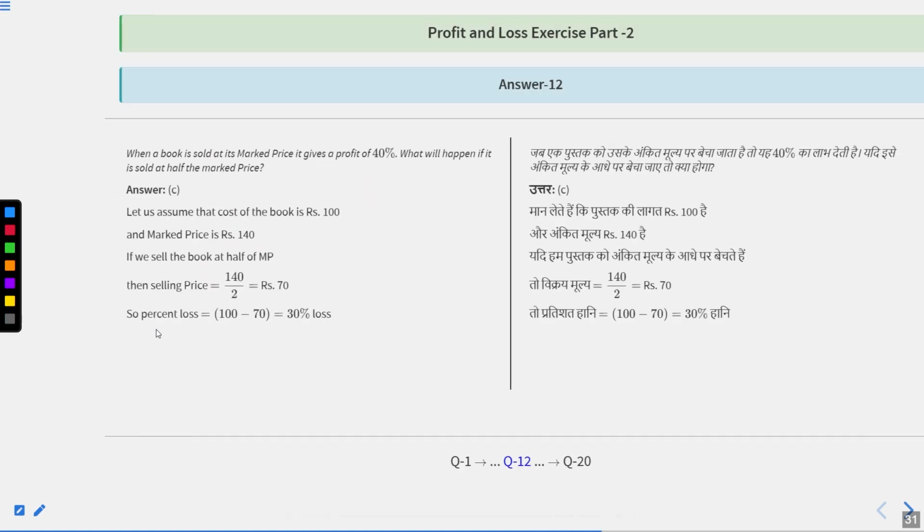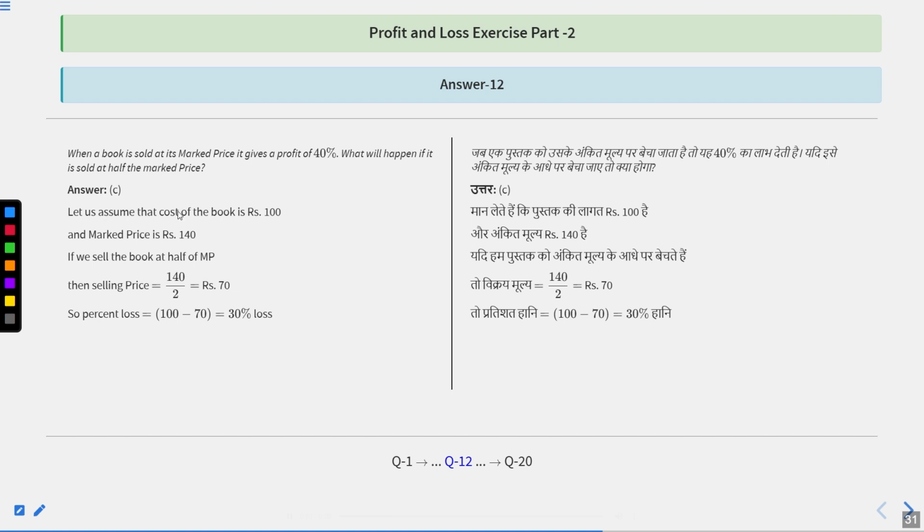Time's up. Let's see the solution. Let us assume that the cost price of the book is 100 rupees. Then the mark price of the book is 140 because it is given. So if we sell the book at half of the MP, what will be the selling price? It will be 70. So we can clearly see the cost price is 100 and the selling price is 70.